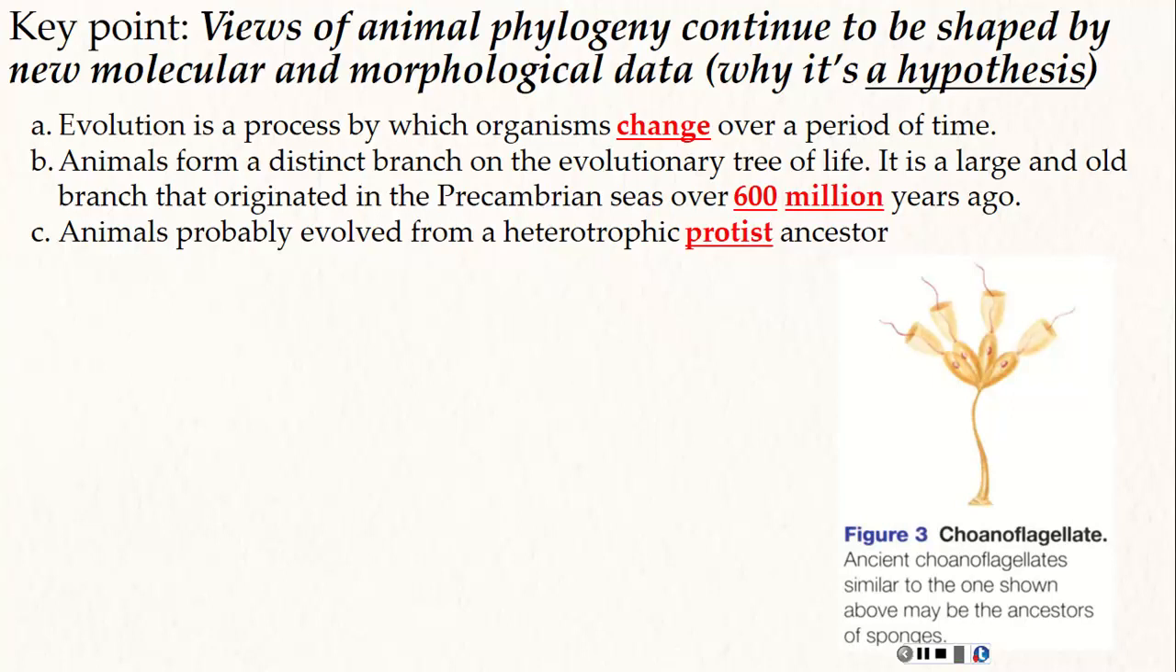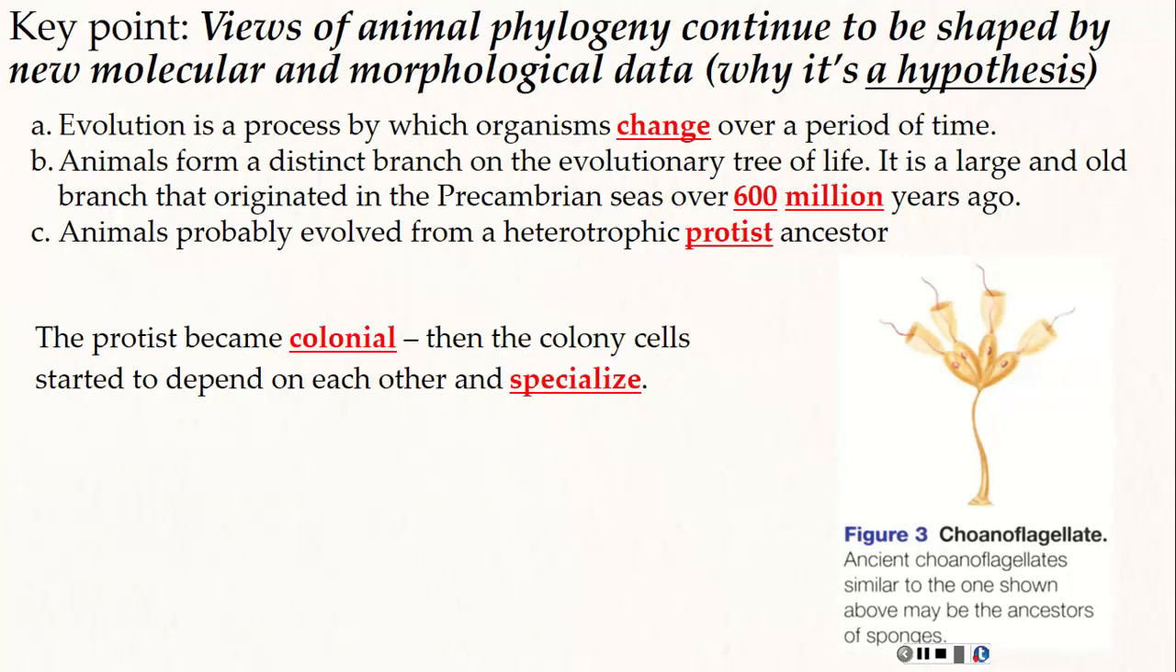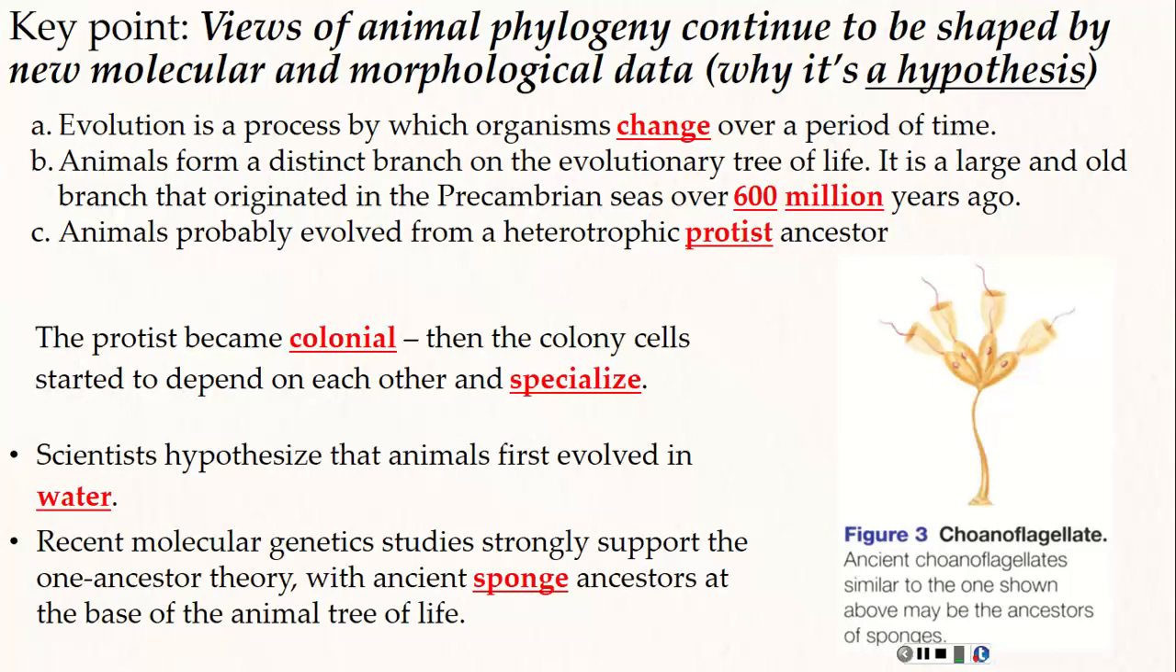The Precambrian seas, or the origins of life, are over 600 million years ago. The hypothesis is that animals probably evolved from heterotrophic protists that became colonial, and then those cells eventually became specialized but dependent upon one another for what they contributed. And again, these are things that we've already visited: how scientists hypothesize that animals first evolved in water and then later moved on to land.